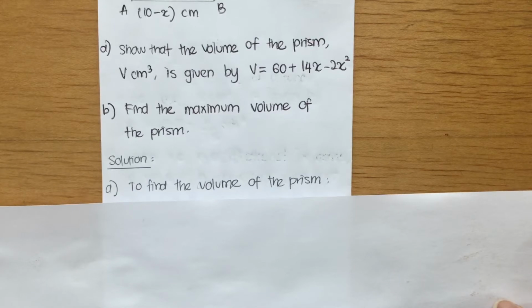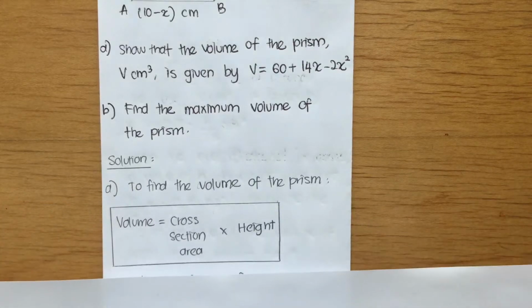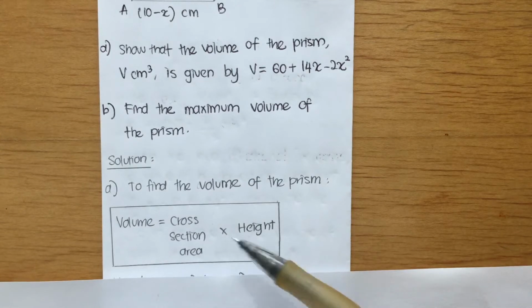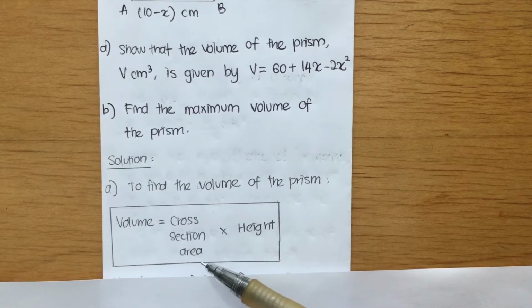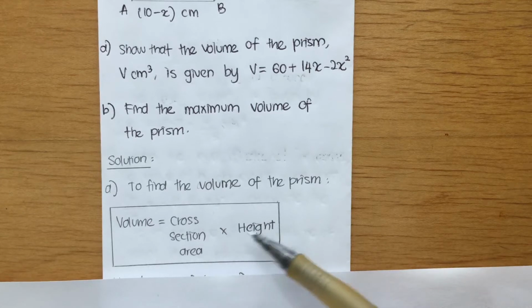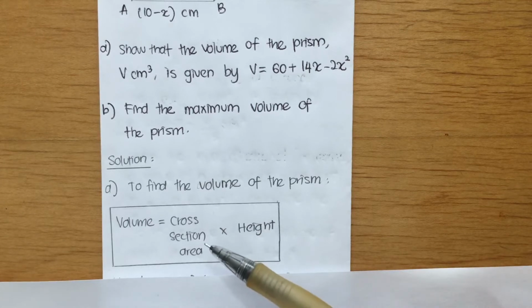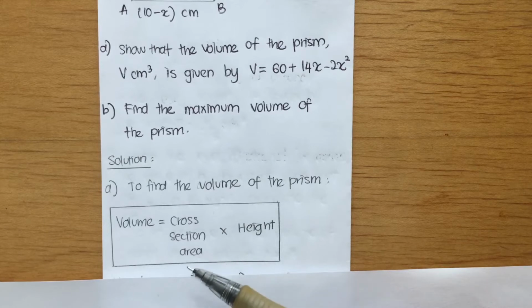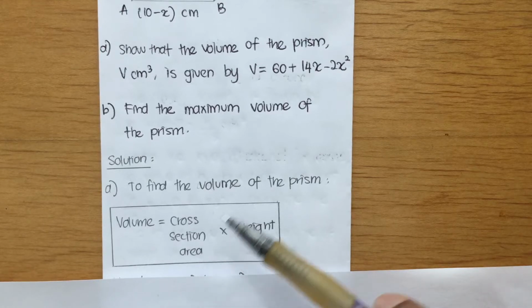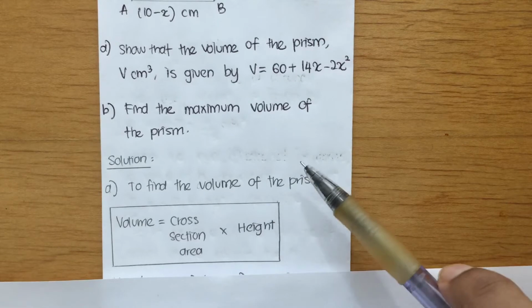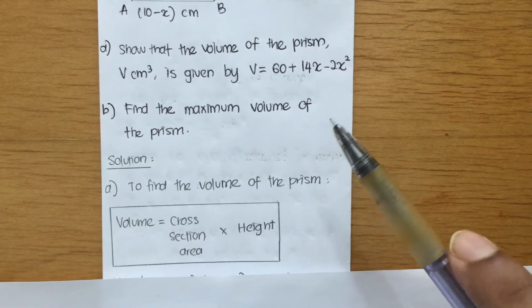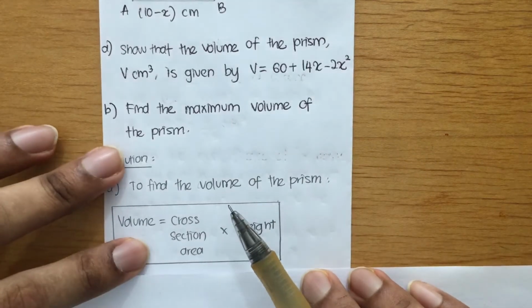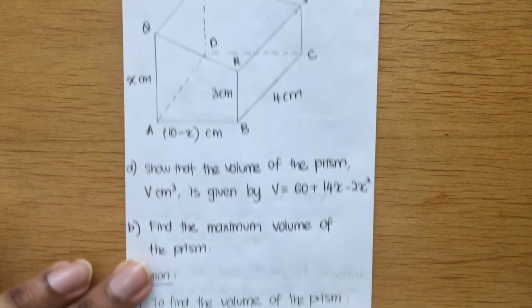To find the volume of the prism, this is the general formula to find any volume of prism guys. So volume is equal to cross-section area times height. In this question, the cross-section area is given as a trapezium. So times the height. If you don't know, the formula of trapezium is equal to half times a plus b, and then you times the height. Okay, let me show you in the diagram for a clear explanation.